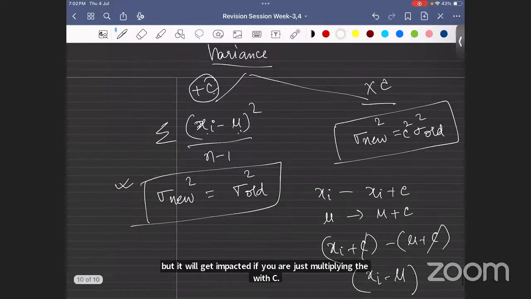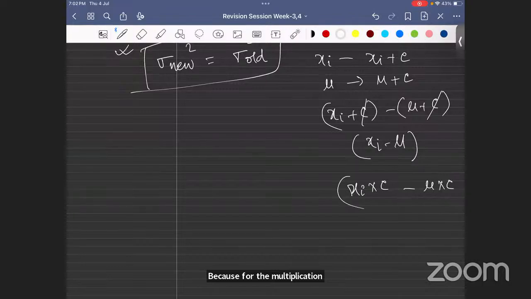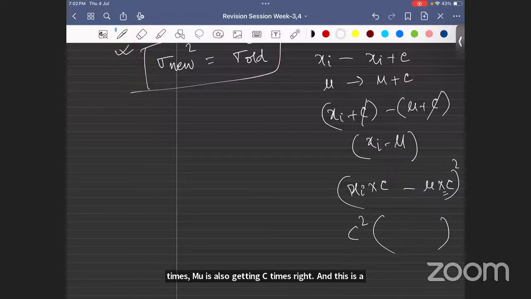Because for the multiplication, xi is also getting c times, minus mu is also getting c times, right? And this is a square. So if you take the constant c outside, it will be c square times (xi minus mu) whole square. So that's why the variance will get multiplied by c square times. Is it clear?